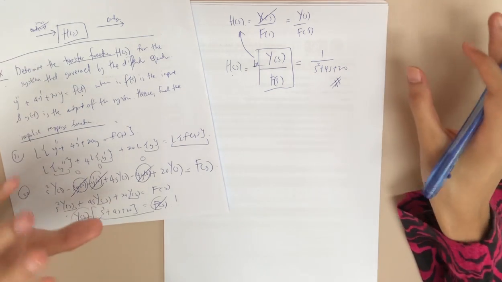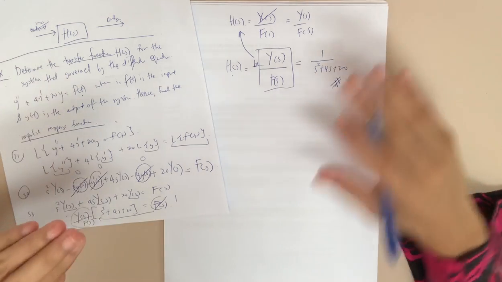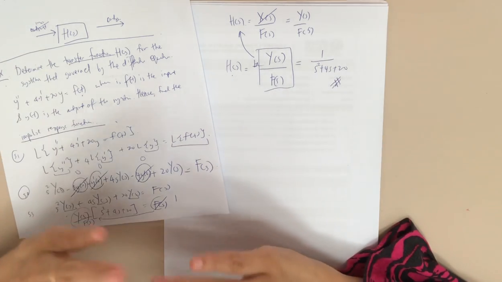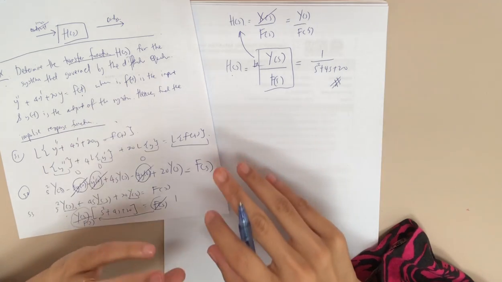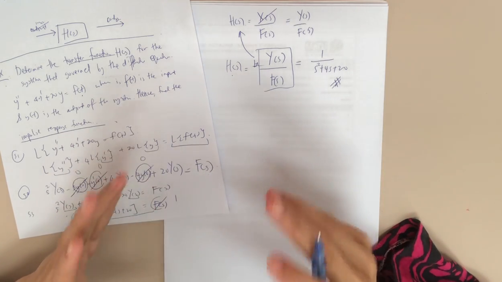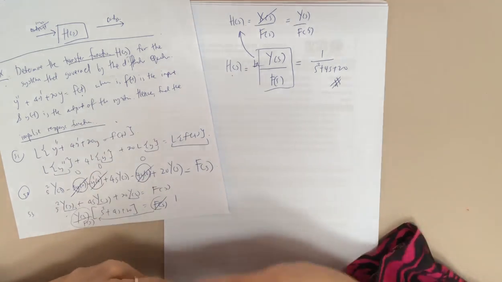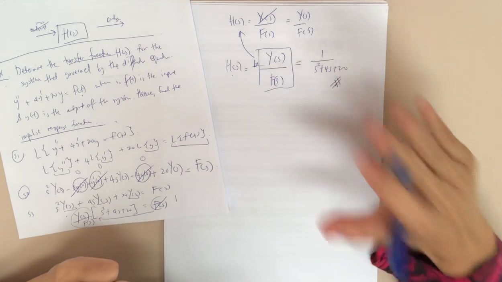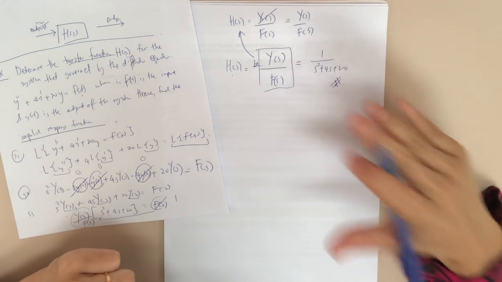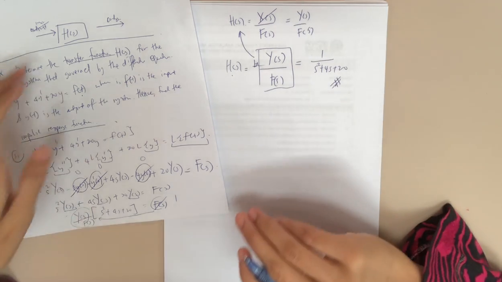There is no calculation occurring here. We just move around or rearrange the equation to get H(s) equal to Y(s) over F(s). So we are done with the first part. The first part is to find the transfer function. Next, we go to the second part.